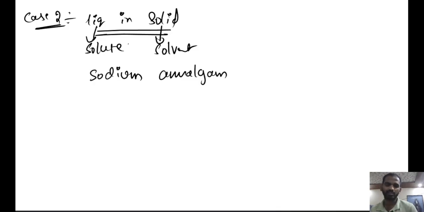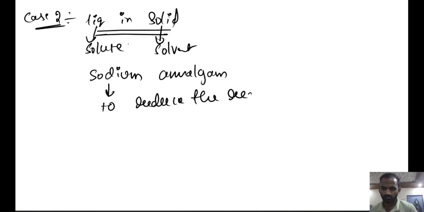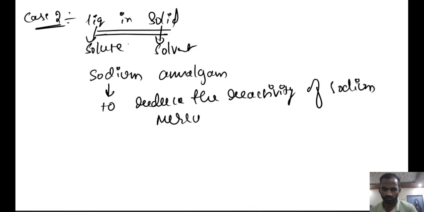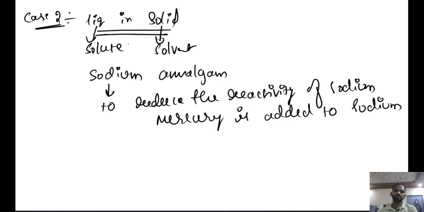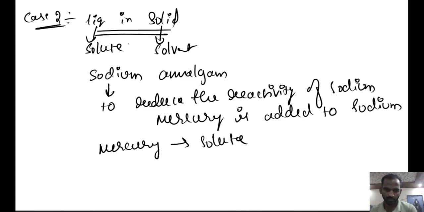So here, to reduce the reactivity of sodium, mercury is added to sodium, or mercury is mixed with sodium. Here mercury is the solute, which is in liquid form, and sodium is the solvent. So this is one example for liquid in solid.